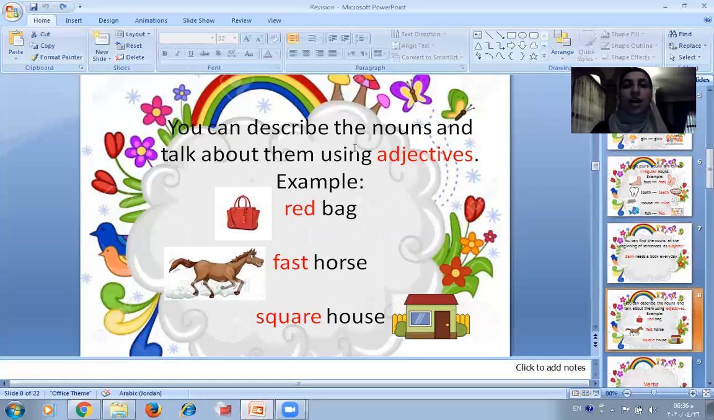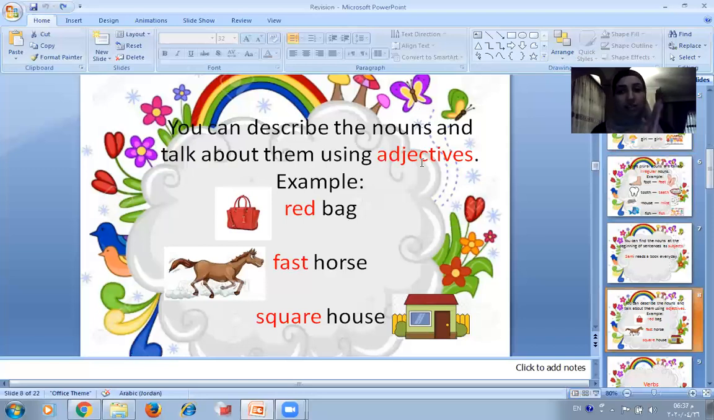You can describe the nouns and talk about them using adjectives. This is also nice. Now, when we talk about things, we can describe them. Or when we talk about people, you can also describe the people. How do we describe them? We use adjectives to describe them, like red, green, fat, thin, ugly, tall, old, young. All of these are called adjectives. And always, the adjectives come, then the noun comes.